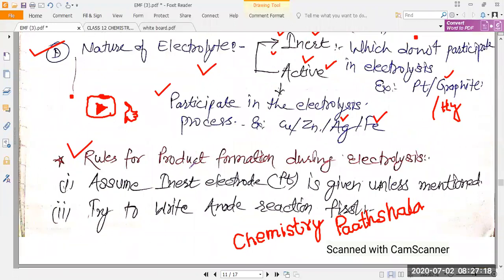So first, how to write the product formation when we start the electrolysis process. First we have to assume that an inert electrode, meaning a platinum electrode, is given, unless the type of electrode is mentioned in the question. We have to assume that the electrodes are platinum electrodes.